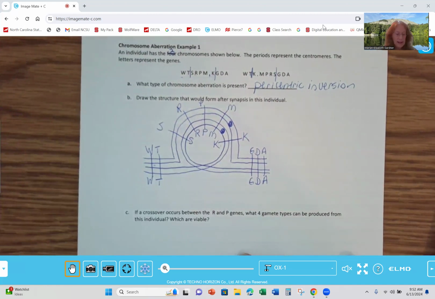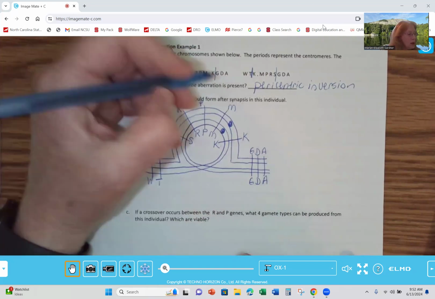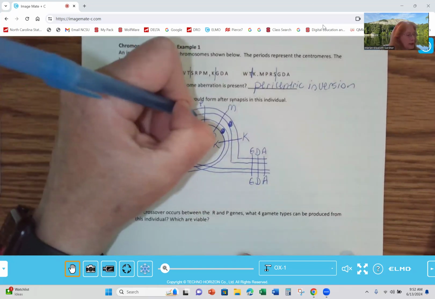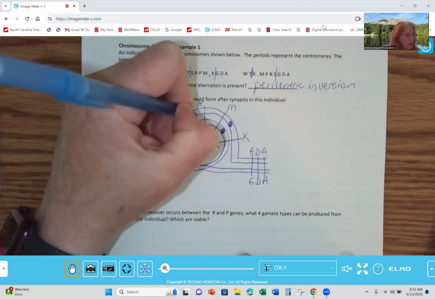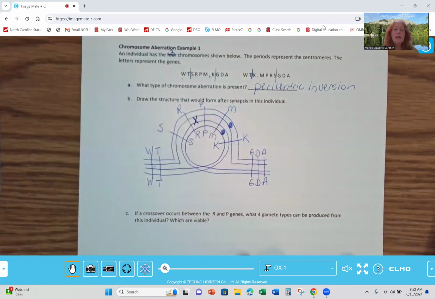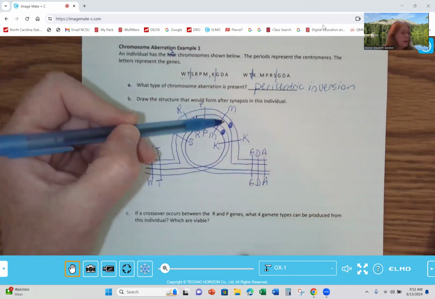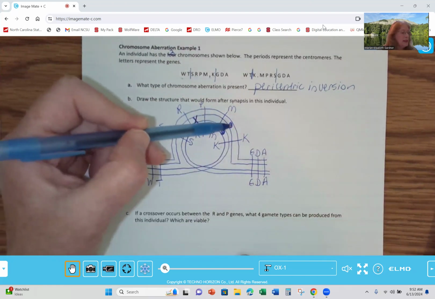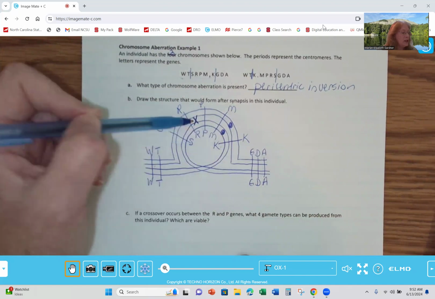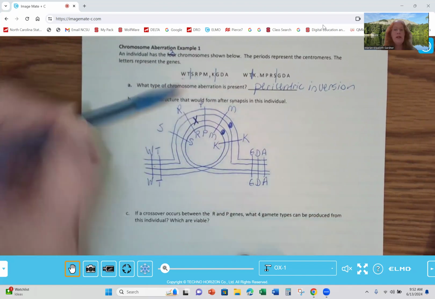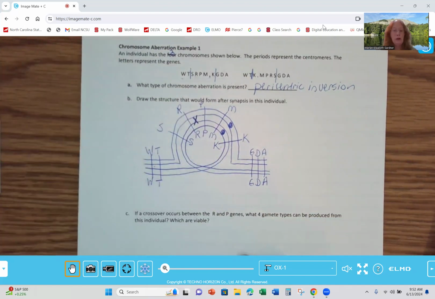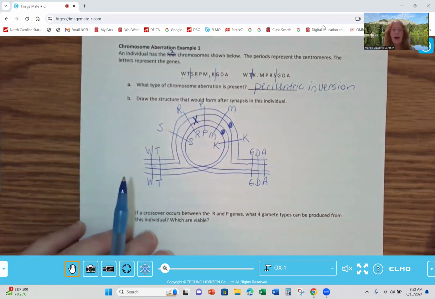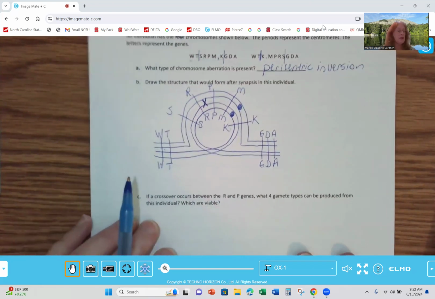Now our problem says, assume we have a crossover between the R and P genes. That's going to be right in here. Remember, a crossover is between non-sister chromatids of homologous chromosomes. So we want to make sure we cross one chromatid that's attached to this centromere and one attached to that one. The easiest way to do that is to do the two middle ones. And we want to figure out what the gametes are.